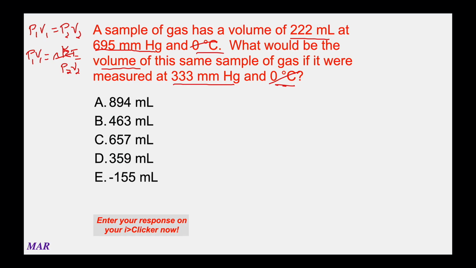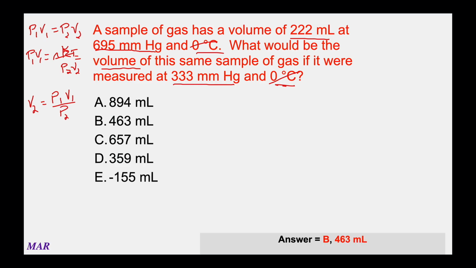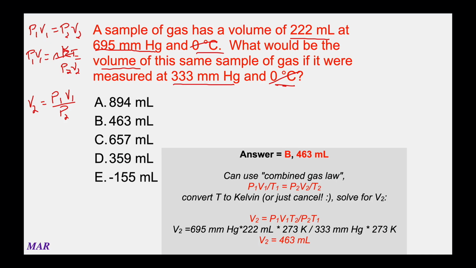We want to solve for V2. And so V2 equals P1 V1 divided by P2. And again, you can literally put those numbers in just as they are. And if you do that, you should get 463 milliliters, the new volume. Again, you don't really have to use the temperatures down there. I included P1 V1 over T1 equals P2 V2 over T2.